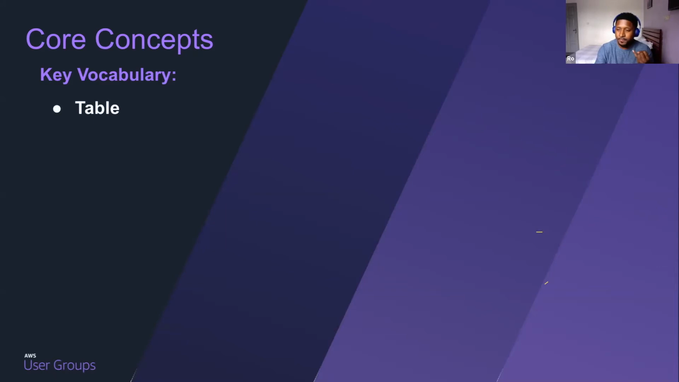We have the table, which is synonymous to a table in SQL. We have an item, which is synonymous to a row in a SQL database. And then we have a primary key and we have attributes. So let's look at each of them individually.